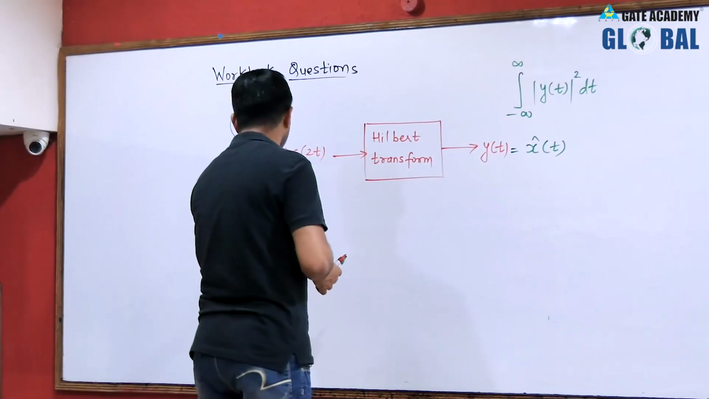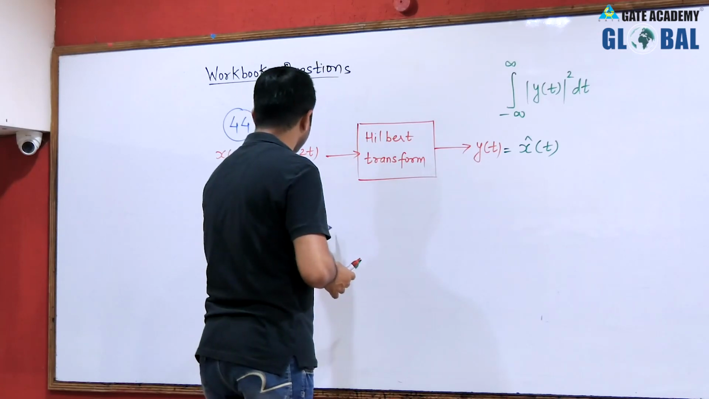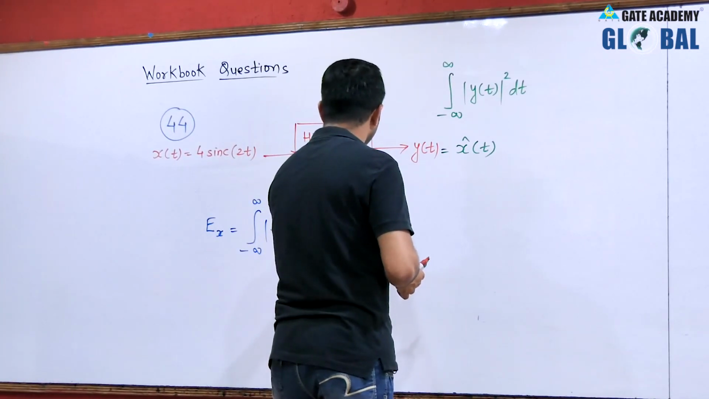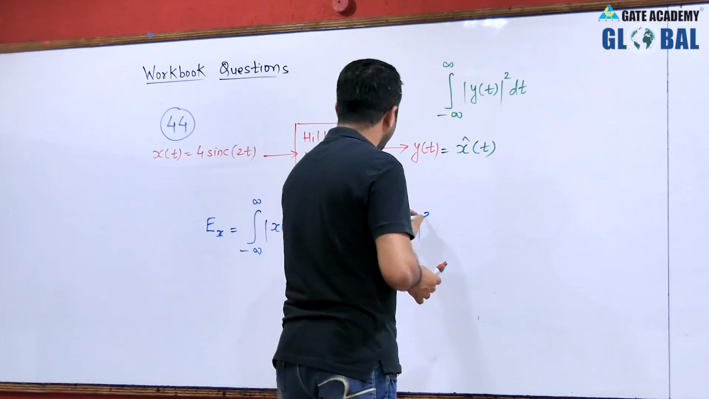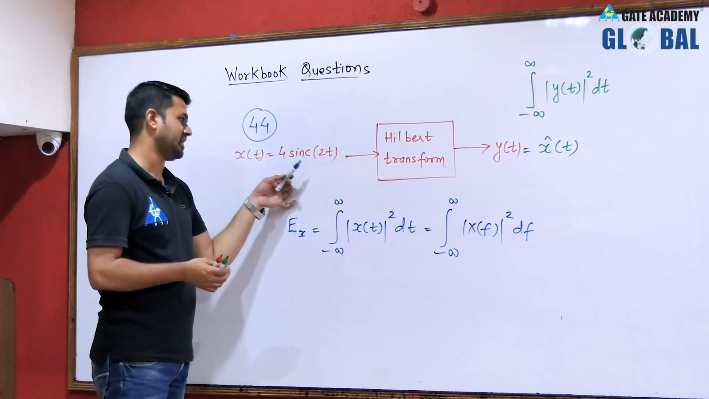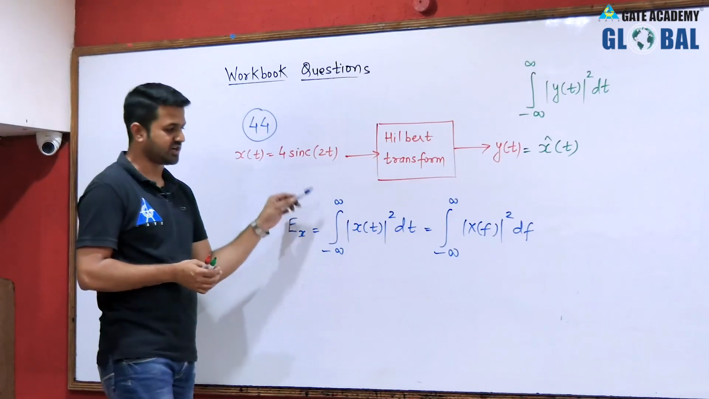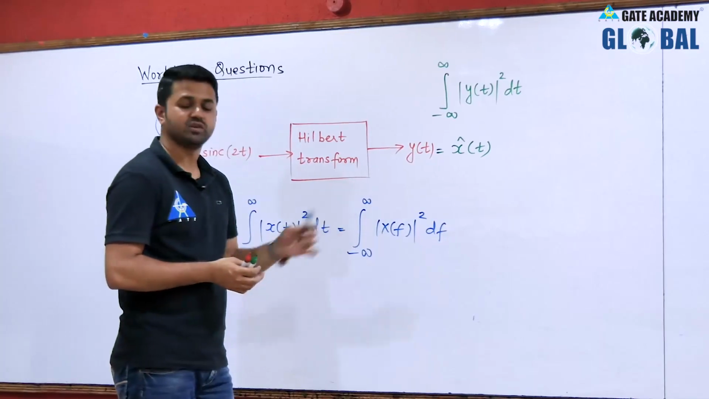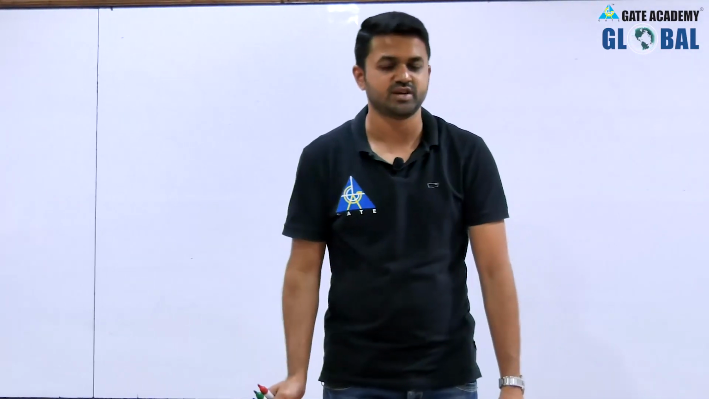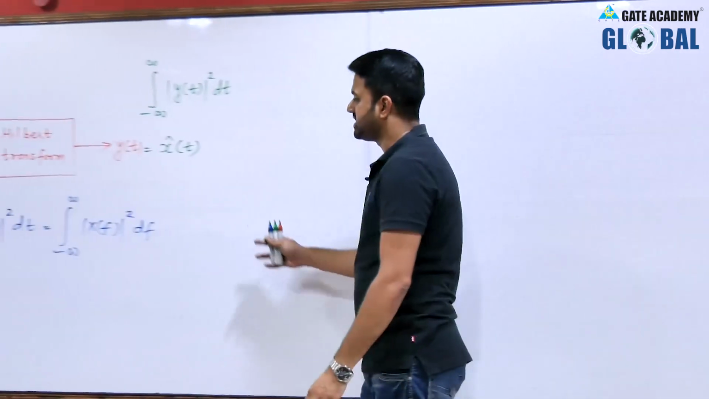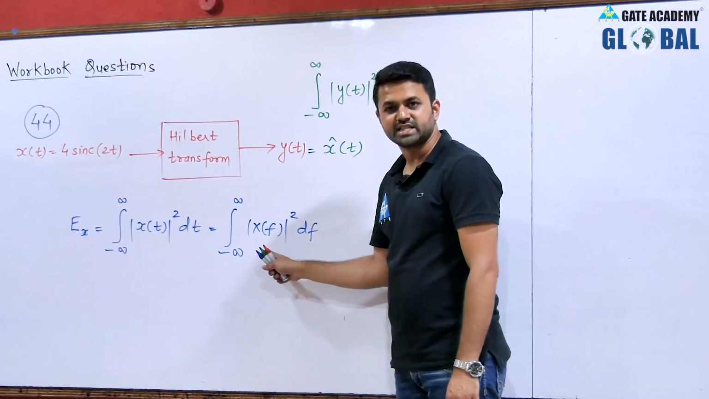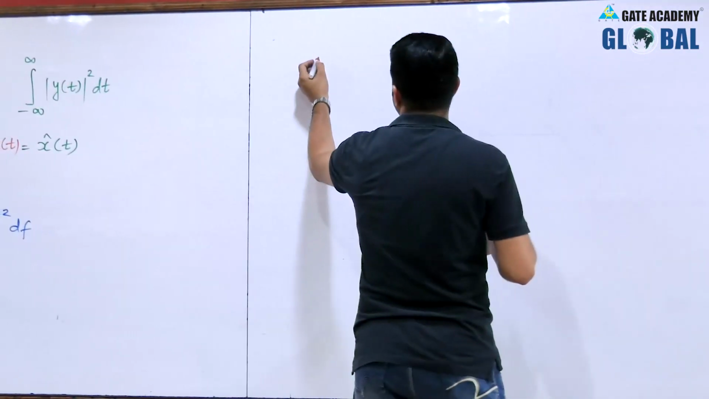So let's calculate the energy of the input. Energy of input is the integration from minus infinity to infinity of x(t) magnitude square dt, or minus infinity to infinity of x(f) magnitude square df, from Parseval's theorem. You can calculate energy from this expression. If you know the signal, you can directly apply the energy of the sinc function, and if you don't know, then you can calculate it from its Fourier transform. Suppose I don't know how to calculate the energy of the sinc function, that's why I am applying this particular formula. For this, I have to calculate the Fourier transform of the signal.